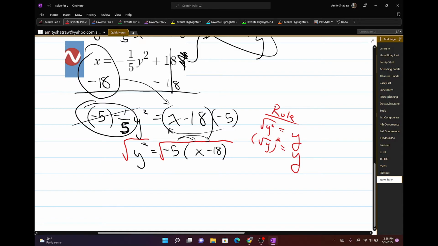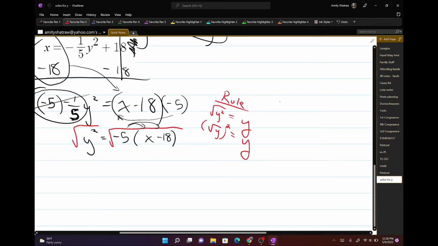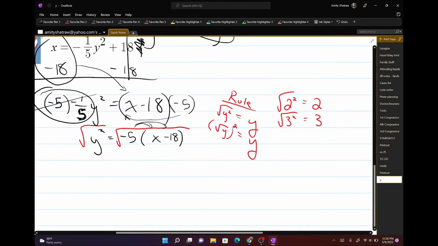And I'm going to prove it to you that this rule works right now. What is 2 squared? It's 4, right? What's the square root of 4? It's 2. Do you see? Let me try this again. What's 3 squared? It's 9. What's the square root of 9? It's 3. Okay. So now you've seen the rule in action.